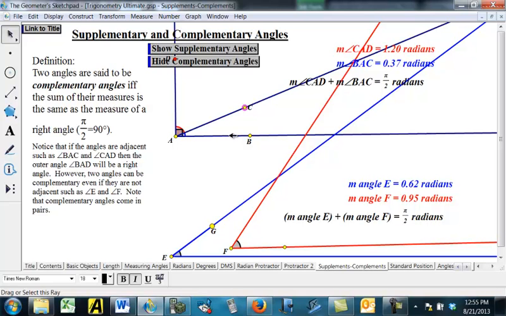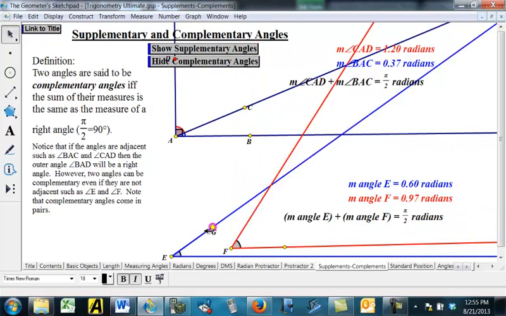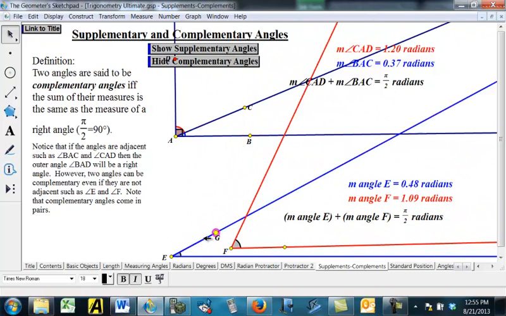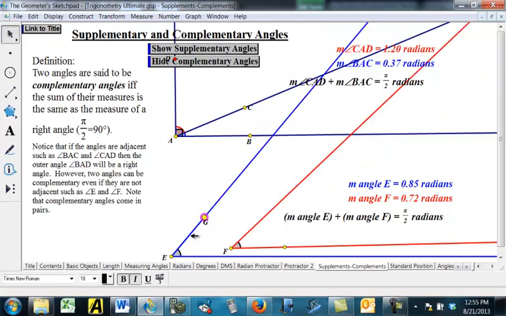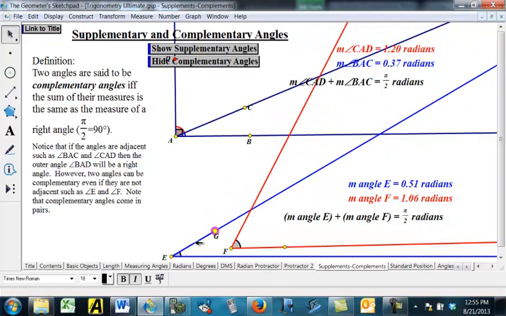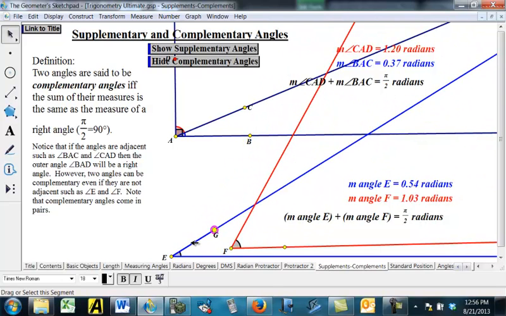But of course they don't have to be adjacent like that to be complementary. We have the blue angle and the red angle down here, angle E and angle F, are complementary. They add up to pi over 2 radians or 90 degrees. So notice that complementary angles come in pairs, supplementary angles come in pairs.